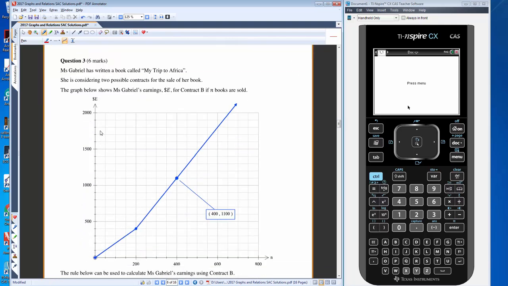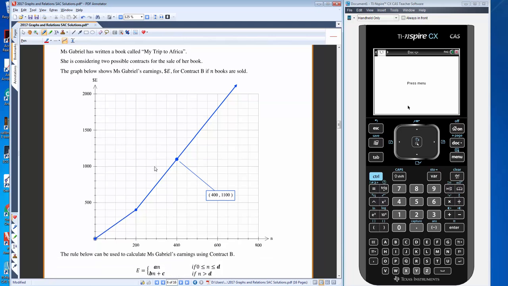Okay, so Ms. Gabriel wrote a book called My Trip to Africa, which would have been obviously quite riveting reading. She is considering 2 possible contracts for the sale of her book. This is the graph for Ms. Gabriel's earnings, E, for contract B if N books are sold. Clearly, for the first part we've got a steady gradient between 0 and 200 books, and then the gradient increases from here on. So obviously if she sells over 200 books, she's going to get a better return.